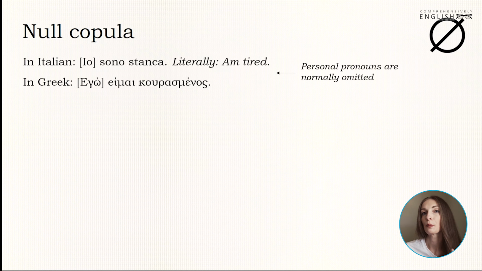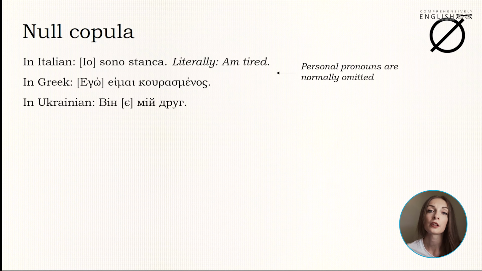Okay, but these are pronouns. What about verbs? In some languages we can omit verbs. For instance, in Ukrainian, in Belarusian, and in Russian. For example, in Ukrainian, we can omit the verb to be in the present tense. We say він мій друг. We don't necessarily need the verb є. In English, the sentence literally means he, my friend.